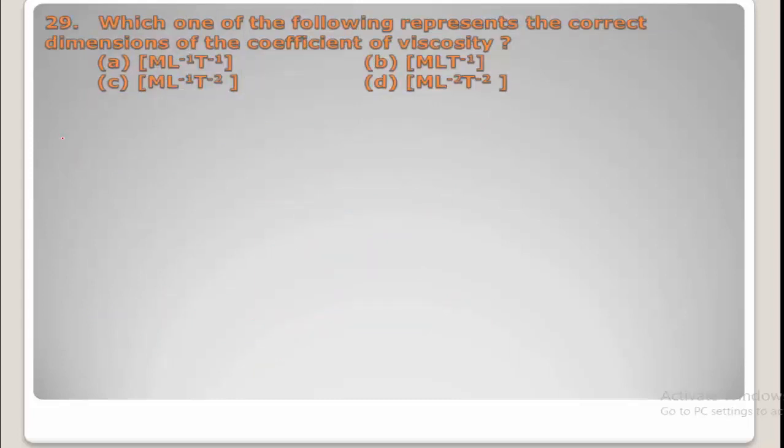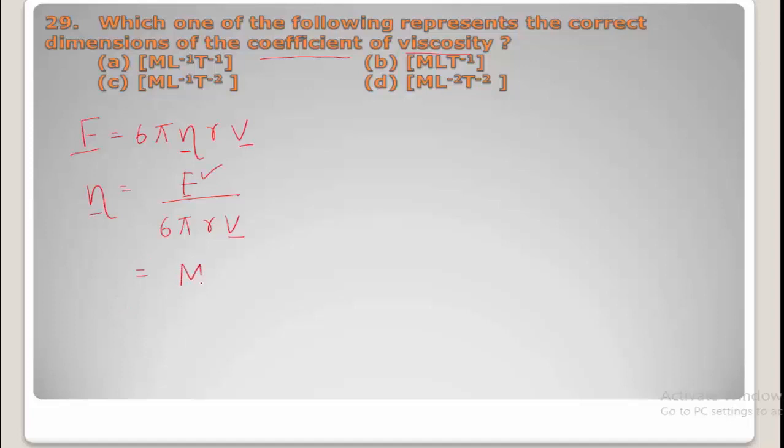Which one of the following represents the correct dimensions of the coefficient of viscosity? Okay, now we have to find the dimension of the coefficient of viscosity. You have learned it in Stokes law. Okay, what does Stokes law say? Stokes law is given as F is equal to 6 pi eta r V. Here eta is nothing but the coefficient of viscosity. Defining eta, what does it become? F divided by 6 pi r V. Here V is nothing but the terminal velocity.